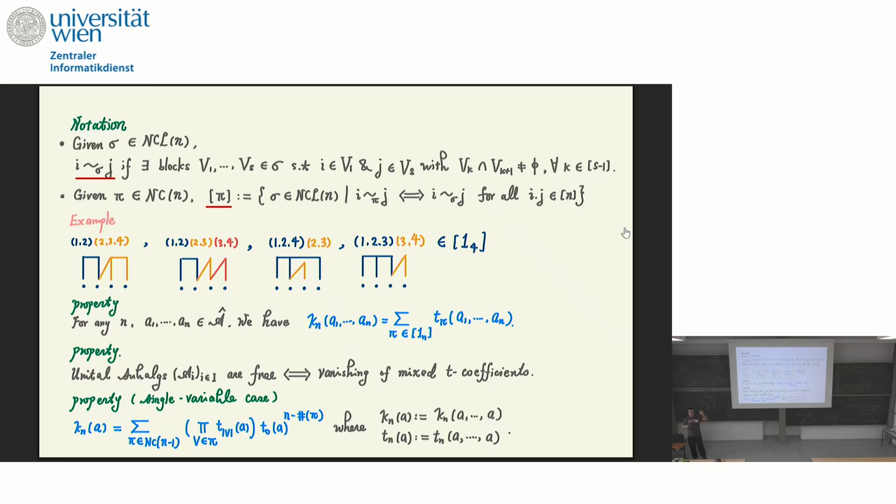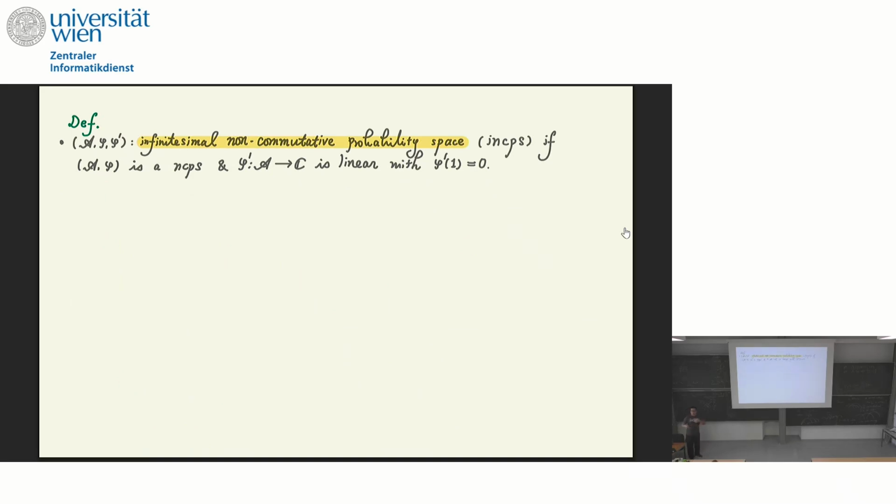If you want to catch the 1 over n correlation, we need one more linear functional to describe that. Such an abstract space we call an infinitesimal non-commutative probability space. It's nothing but a non-commutative probability space to which we add one more linear functional. This linear functional plays the role of the 1 over n correlation. So we consider phi prime sending 1 to 0.